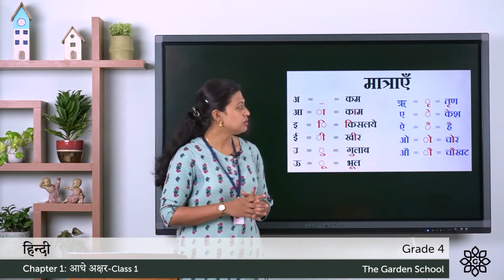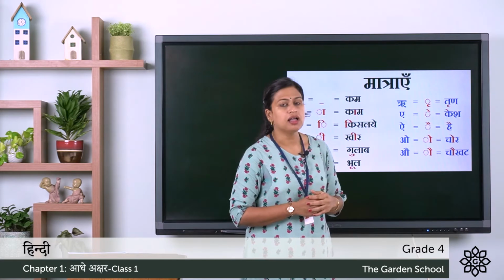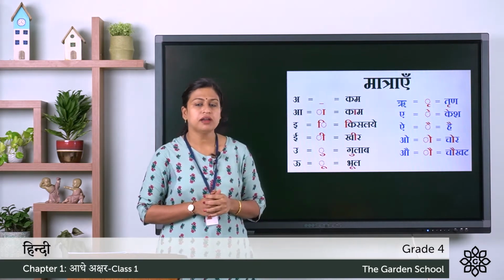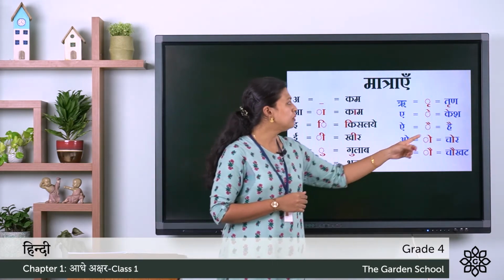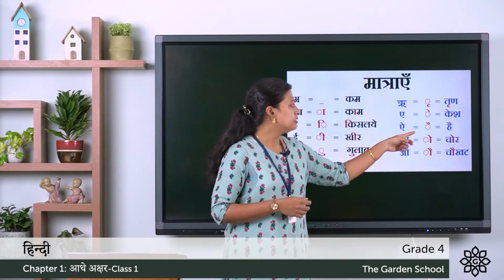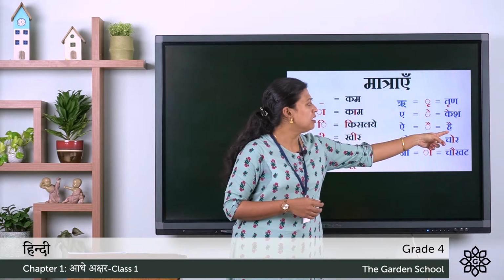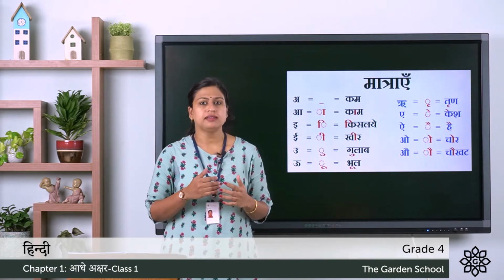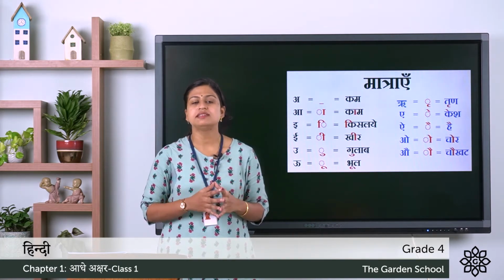Next one, A, this is A ki matra, and we write this symbol on top of the consonant. So here the Vyanjan Akshar is Ka. Ka plus A ki matra, it's K. The word is Kesh. The next Swarakshar is A, and this is A ki matra. When we write this A symbol with Ha, we say Hai.